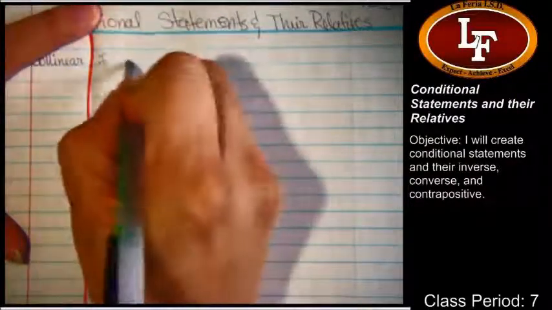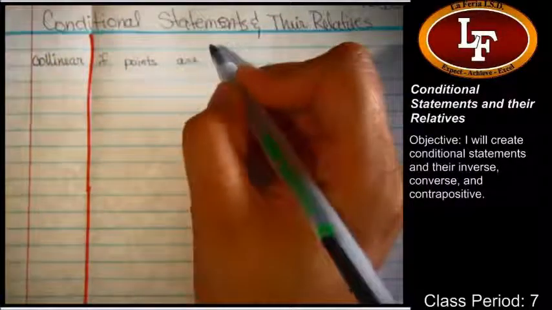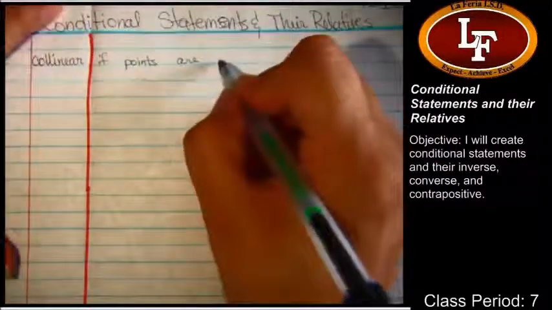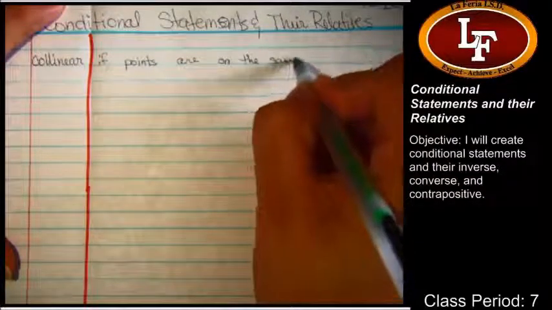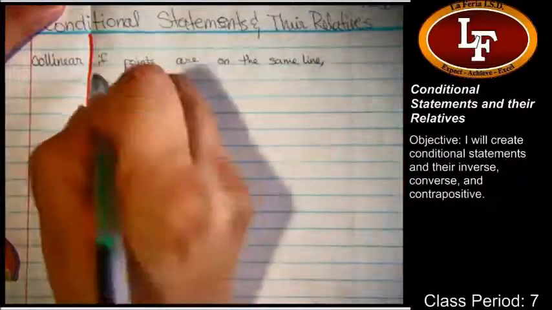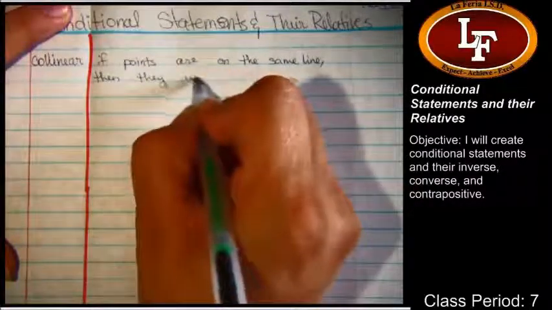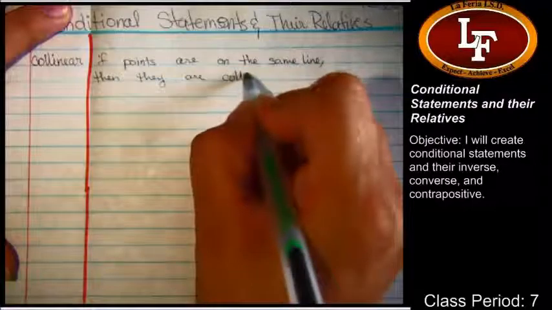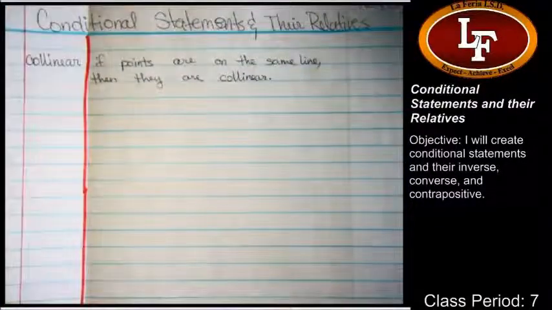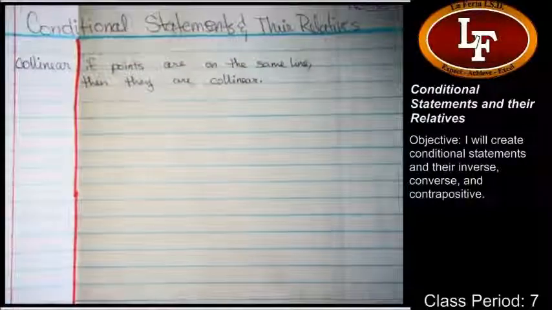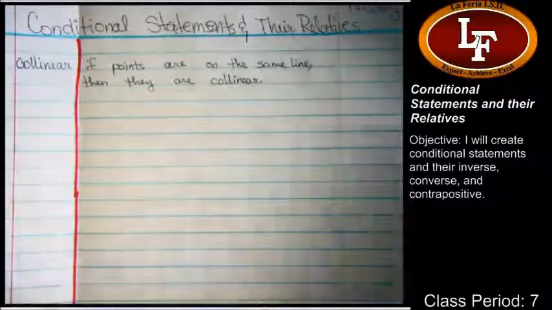If points are on the same line, then they are collinear. Beautiful. So far, so good? All right, now this is the time for you to take your other colored pens.